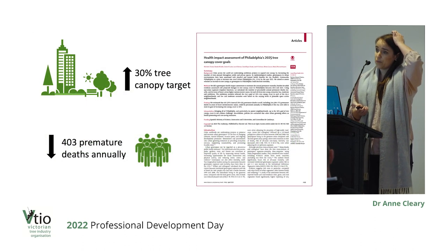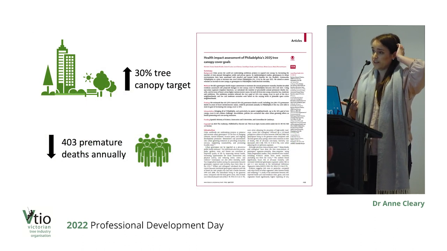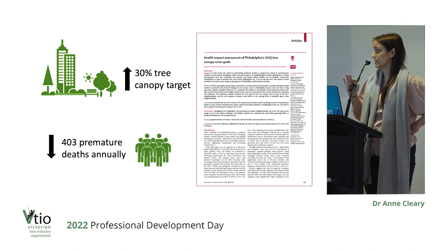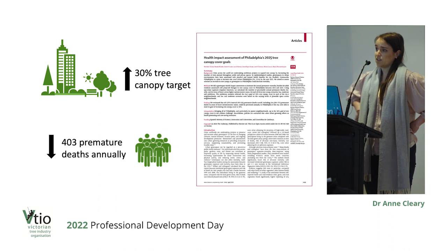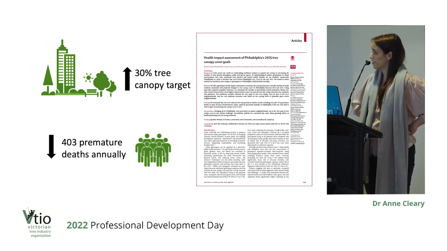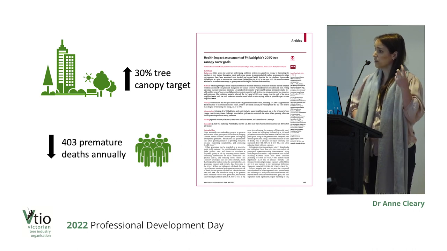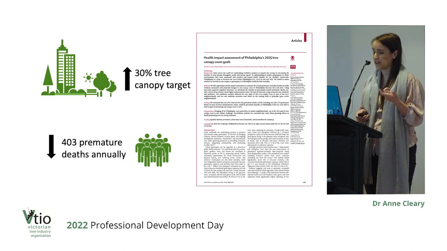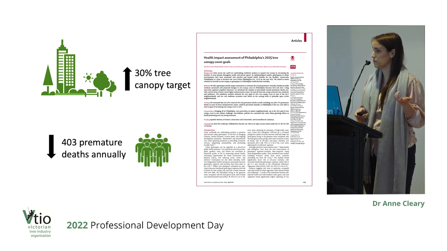There's also been some, so this is a study from Philadelphia last year that looked at how achieving that 30% urban canopy target would improve the health of residents of Philadelphia. And they found that it would actually reduce premature deaths annually in the range of 430 people, which is a really quantifiable and significant case that we can use to really support why we do the work we do.